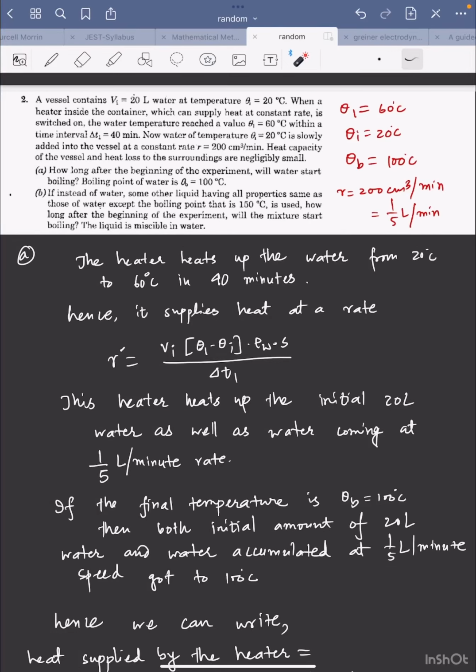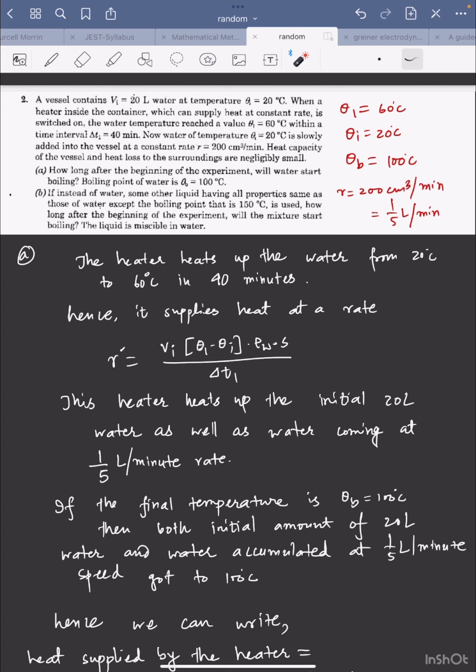So hello guys, today we are going to solve a Pathfinder question from thermal physics. This is check your understanding question number 2. This question says a vessel contains Vi equals 20 liter water at temperature theta I equals 20 degrees centigrade.